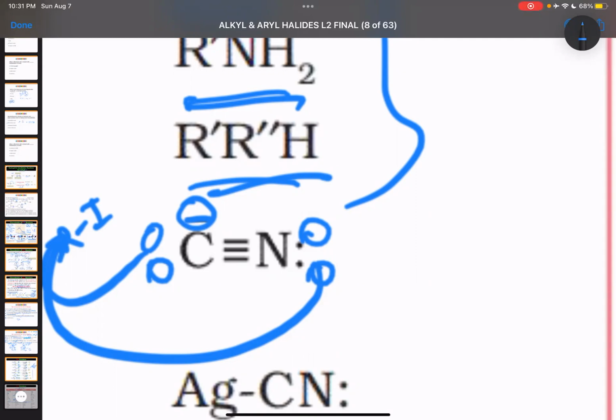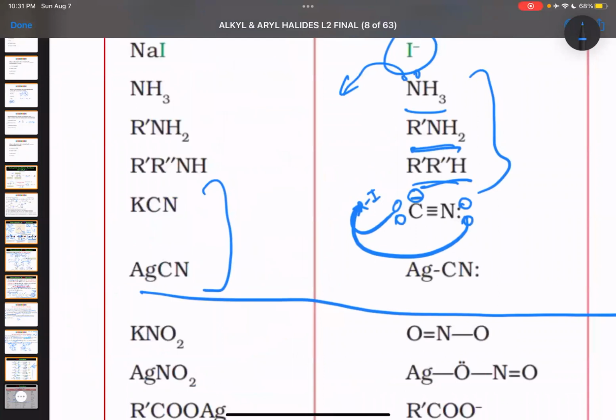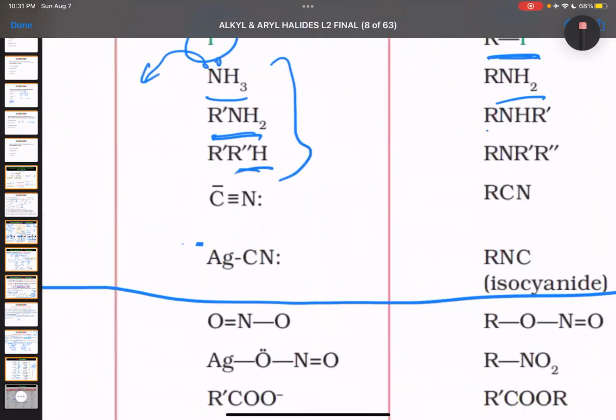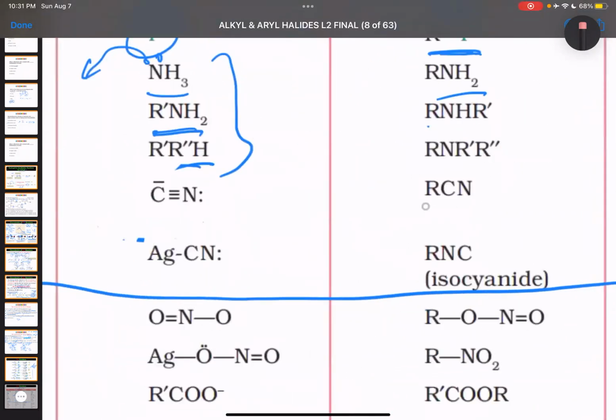But who will join when? If you have taken KCN, KCN is K plus and CN minus. K plus will get separated, and C minus will attack normally, because C minus is more negative and more unstable. So carbon has more tendency to join and become neutral. So you will end up with RCN. RX, X will come out and CN will join. Are you getting it, Samira?